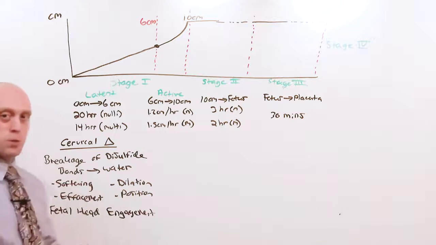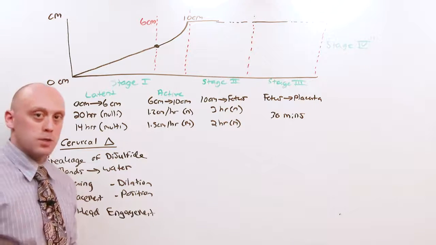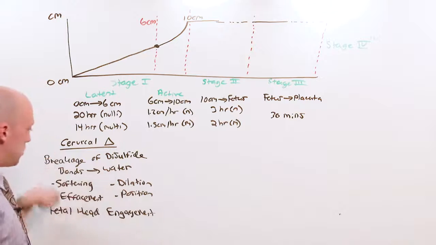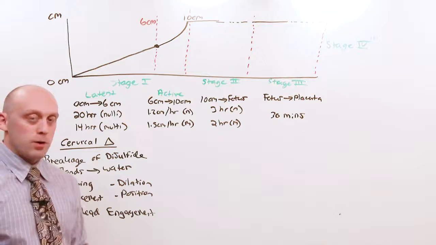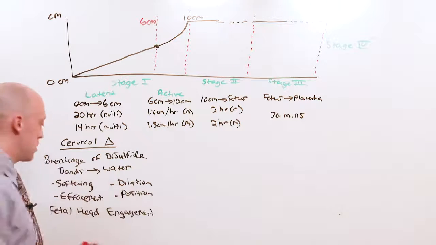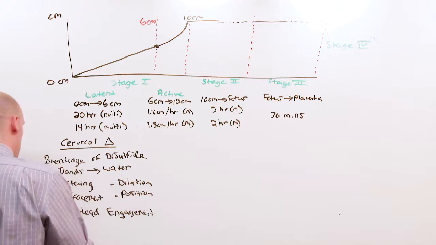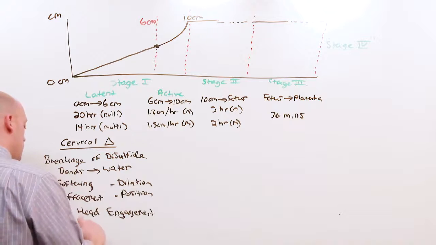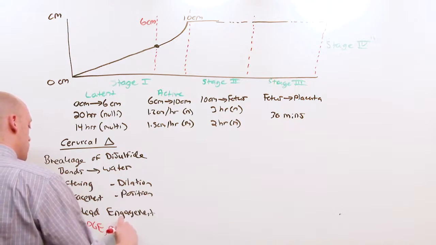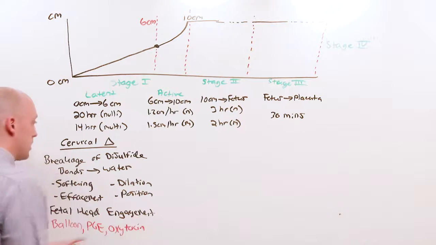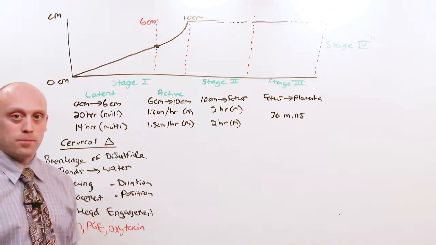As contractions force baby into the cervix, the cervix responds to the pressure by changing and doing these things. As we'll discuss in abnormal labor, you can simulate this process with a balloon or with medications like prostaglandins, or help out the contractions with oxytocin. More on this in abnormal labor.